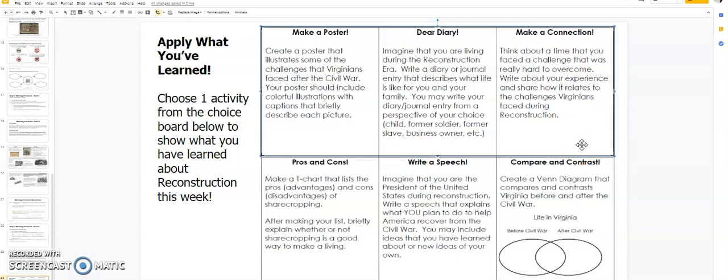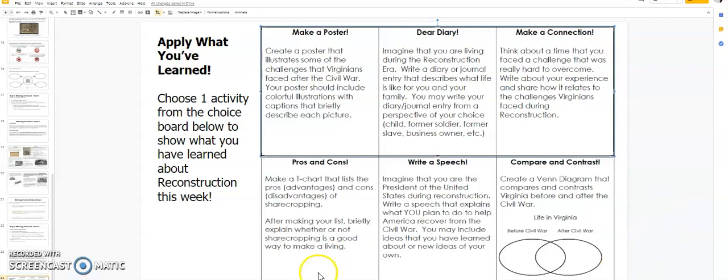Next choice is to make a connection. For this one, you're going to think about a time that you faced a challenge that was really hard to overcome. Right now, a lot of us are facing a lot of challenges that are very difficult to overcome. A lot of you are showing great resilience. Write about your experience and share how it relates to the challenges Virginians faced during Reconstruction. And this is the most important piece. It's easy to write about what's been hard for us to overcome, but now we have to connect it to the challenges Virginians faced during Reconstruction.